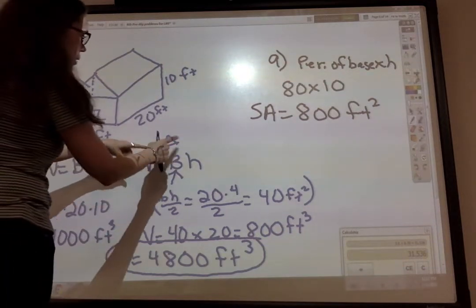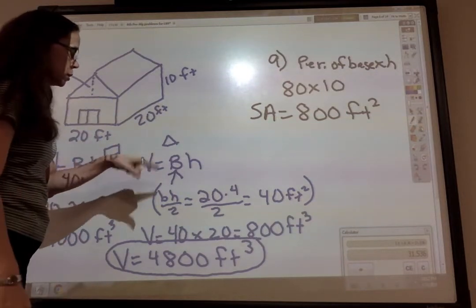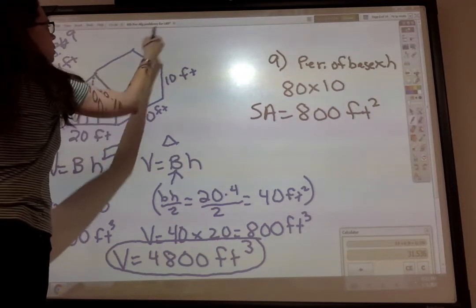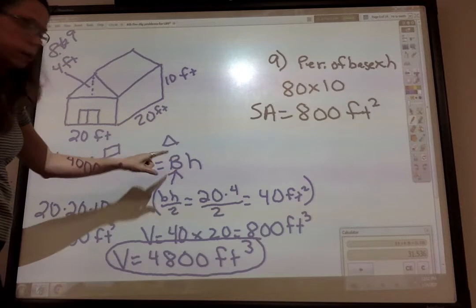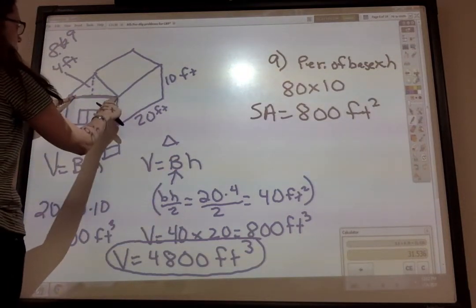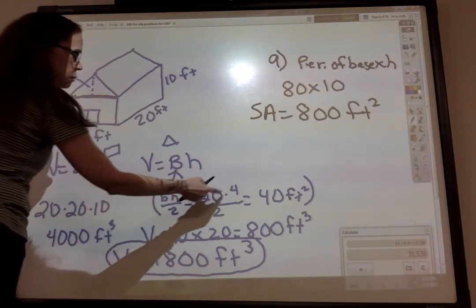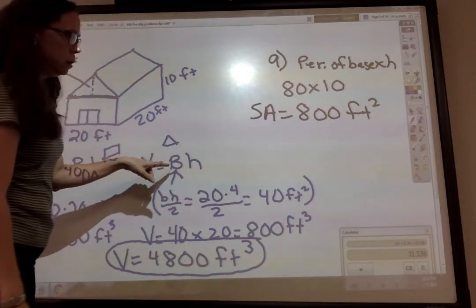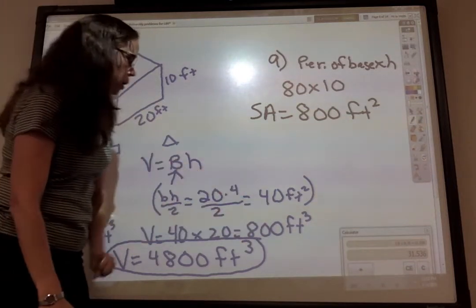Now for my triangular roof part, volume equals area of the base times the height. In this case, the base of my figure is a triangle all the way through. So I have to think about the area of a triangle, which is base times height divided by 2. Here's the base of my triangle. The height is 4. My base is 20. 20 times 4 divided by 2 gives me 40 square feet. So my capital B is 40 square feet.